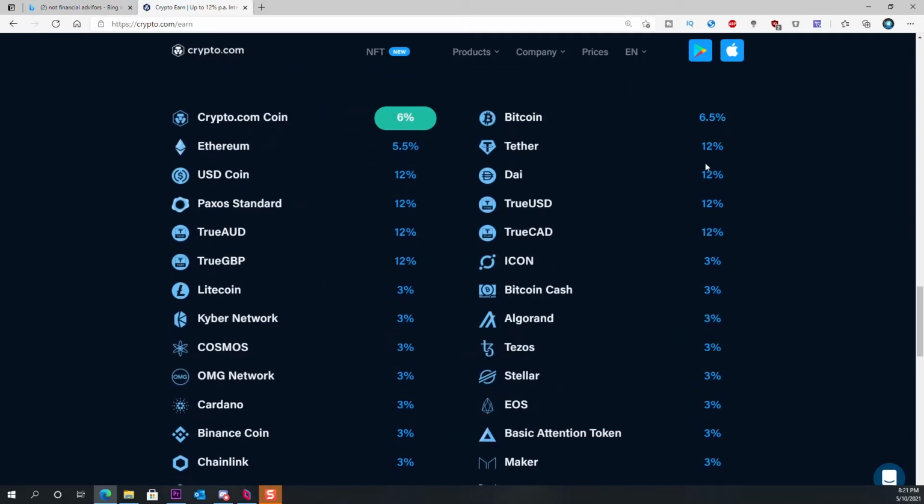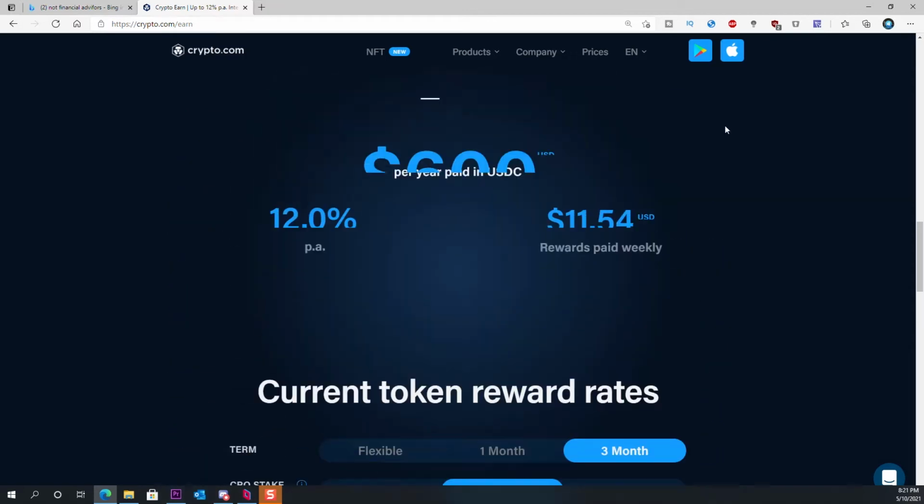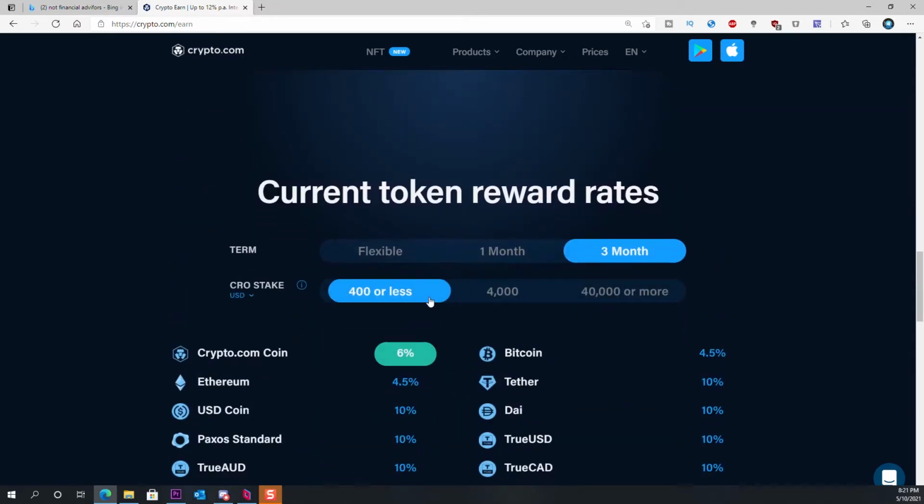But you'd have to stake $4,000 to be able to get 6.5% on your Bitcoin, which I know for some people that's a lot of money. And I did the 4,000, but like I said, that was kind of stretching it for me. But it is one of those things where you go, okay, this is cool. I can actually start making some passive income on my Bitcoin, on my cryptocurrency.